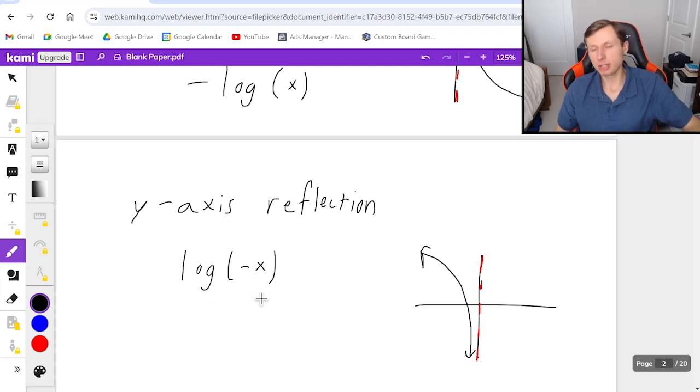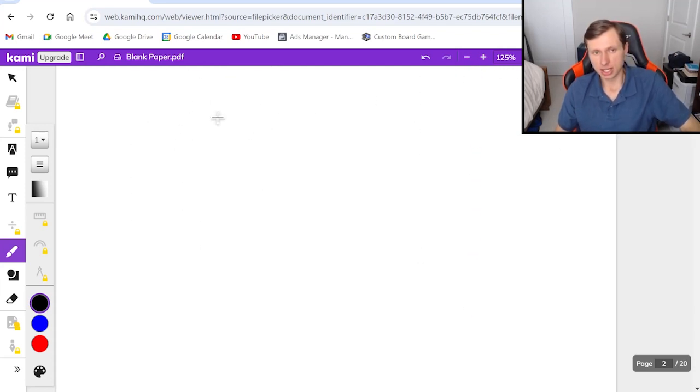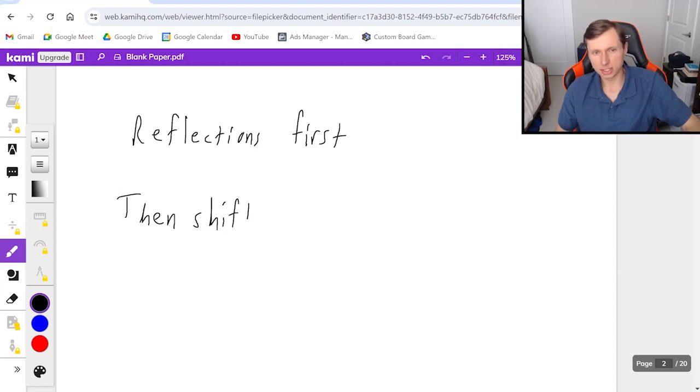But that's specifically for transformations, which of course are important to know, but you don't always have transformations. But one tip I will give you for transformations is that you should always do the reflections first, and then you do the shifts. That's a good principle that will help you get the right answer for transformations.